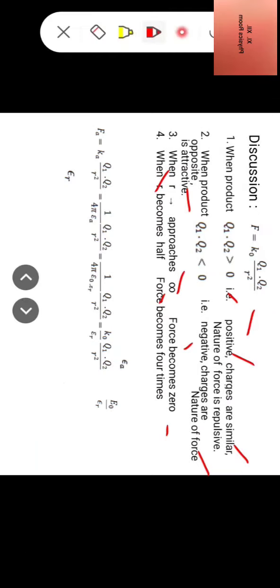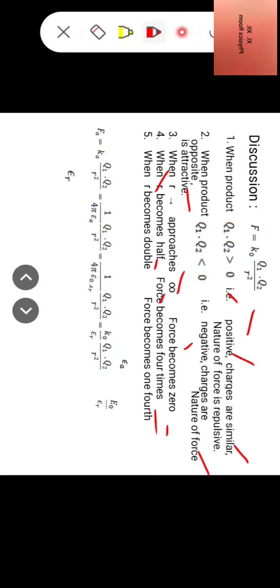Now fourth point, when R becomes half, force becomes 4 times. Fifth point, when R becomes double, force becomes 1/4. So you can calculate by substituting the value of R.